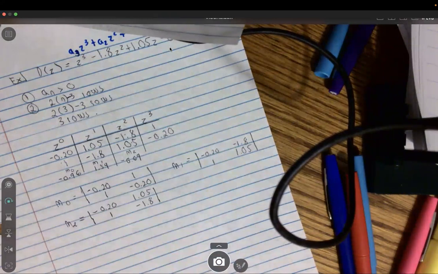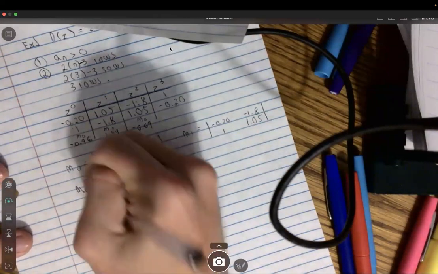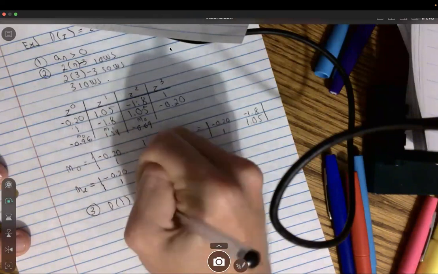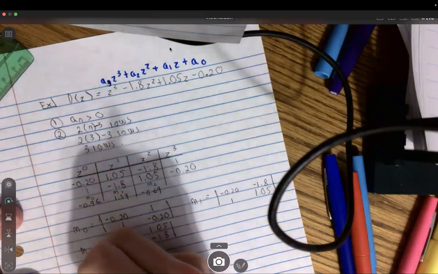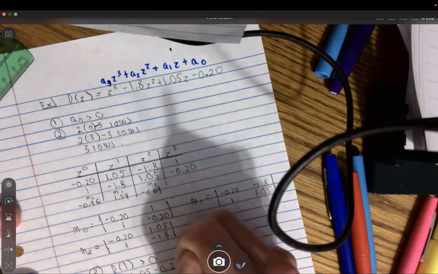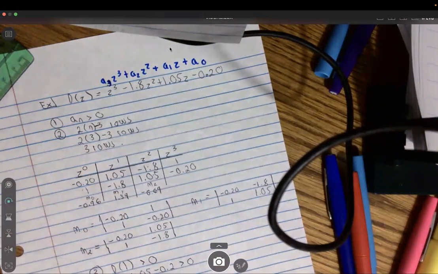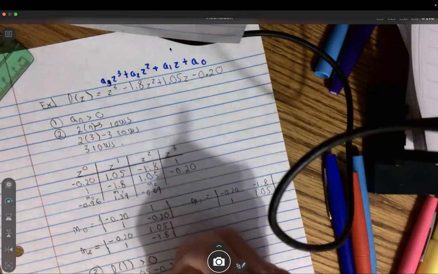So looking at that, now we need to solve the third condition, which we set up in the table. The third condition says that your D of 1 must be greater than 0. So D of 1 is going to be 1 minus 1.8 plus 1.05 minus 0.2, which is greater than 0. Here I get 0.05 is greater than 0, which is true, so that's correct.